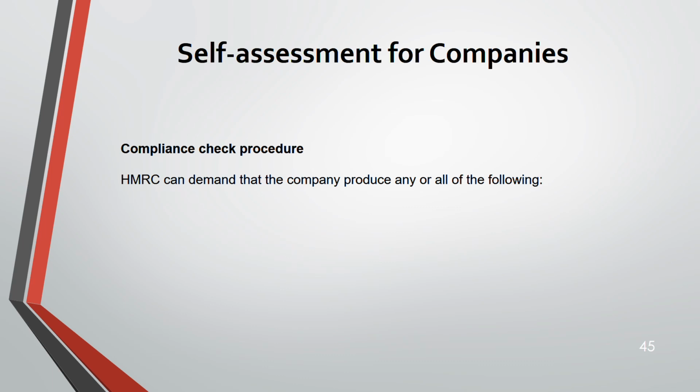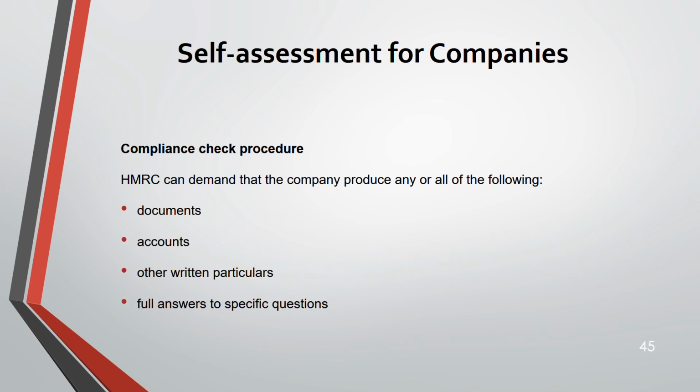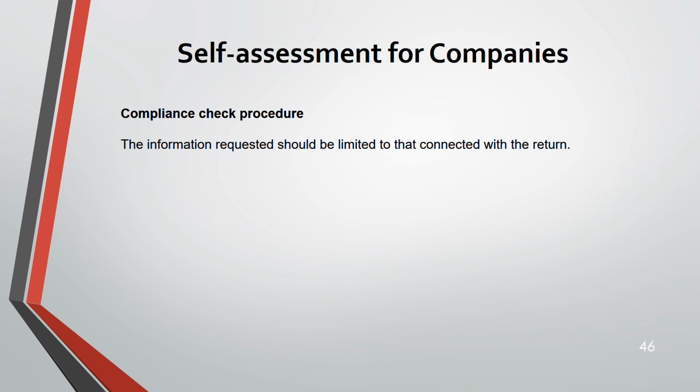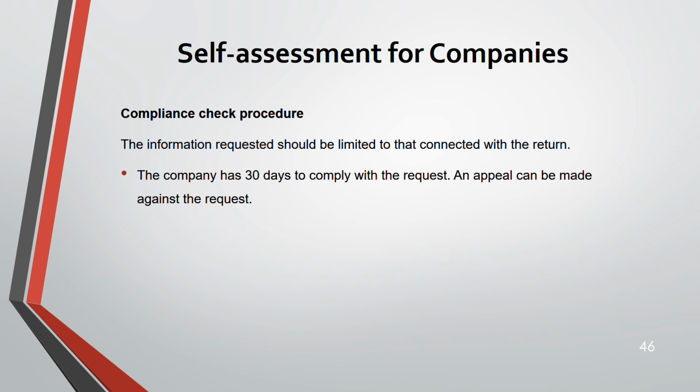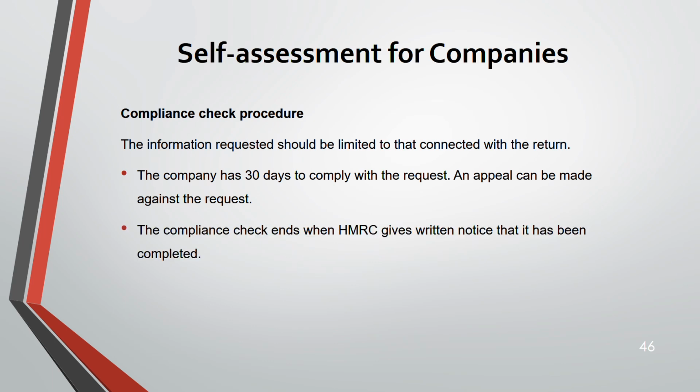Now, HMRC can demand that the company produces any of the following: documents, accounts, other item particulars, full answers to specific questions. Now, remember, information that is requested should be limited to that connected with the return. The company has 30 days to comply with the request. Any appeal can be made against the request.